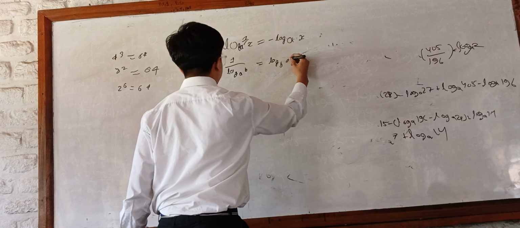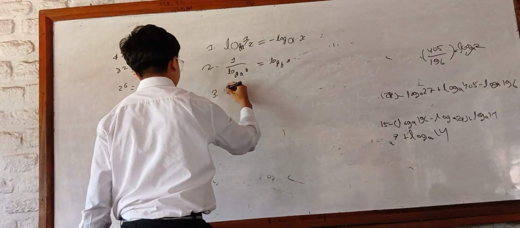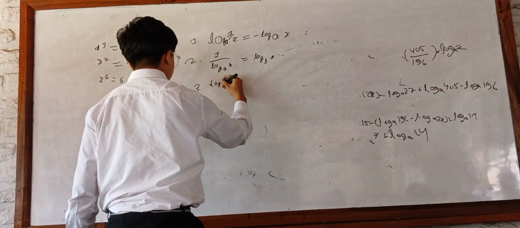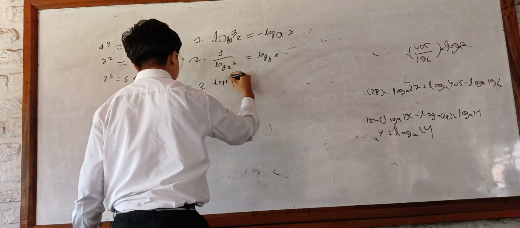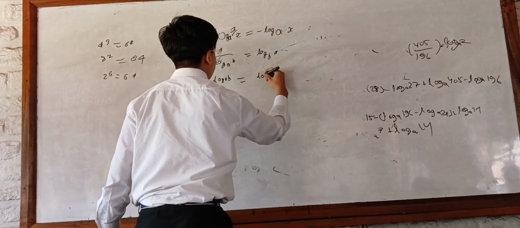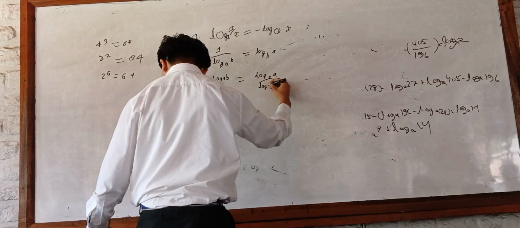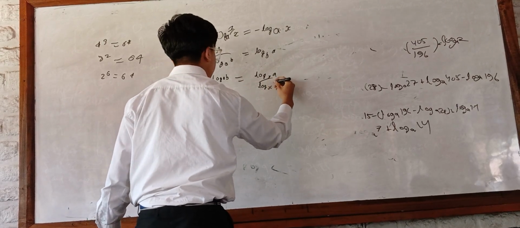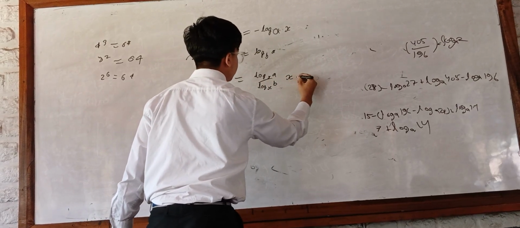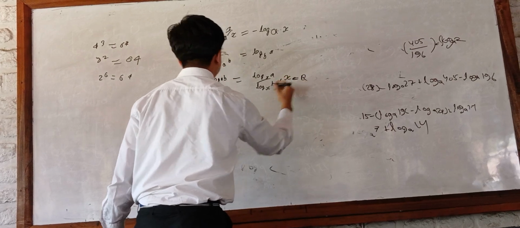Log b base a is log ab, which is equal to log x a by log x b, where x belongs to the real numbers.